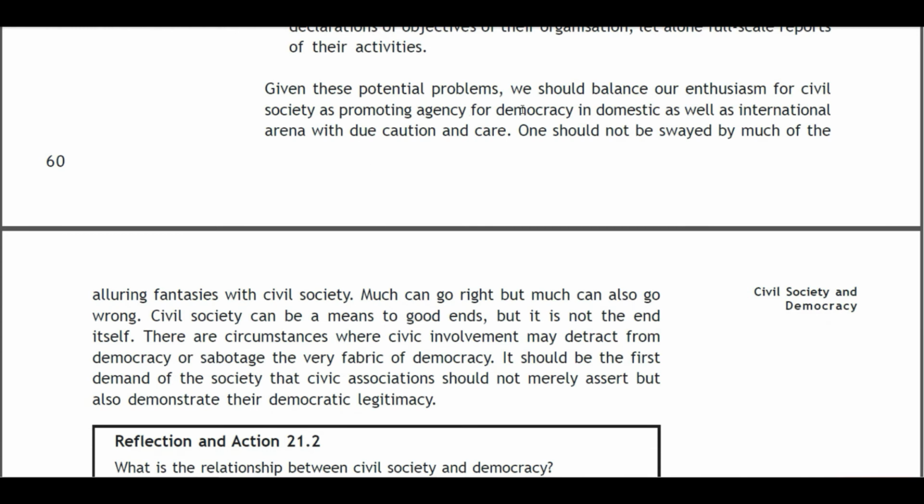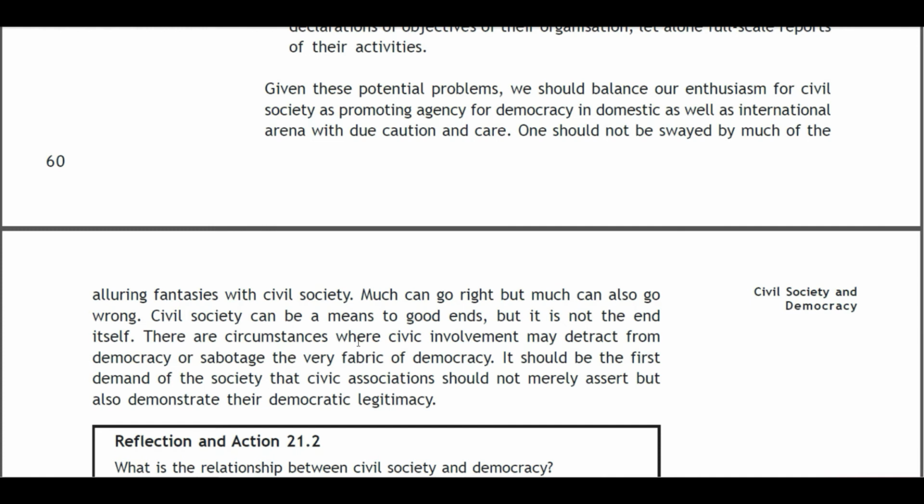Given these potential problems, we should balance our enthusiasm for civil society as promoting agency and democracy in the domestic as well as international arena with due caution and care. One should not be swayed by the alluring fantasies of civil societies. Much can go right, but much can also go wrong. Civil society can be a means to good ends, but it is not the end itself.